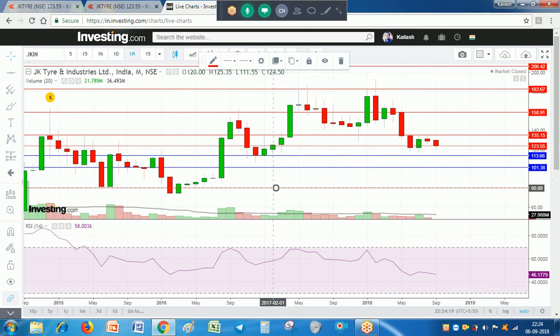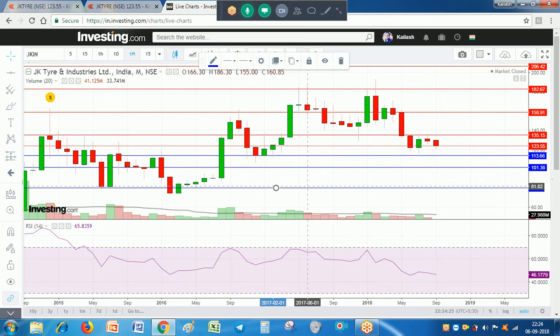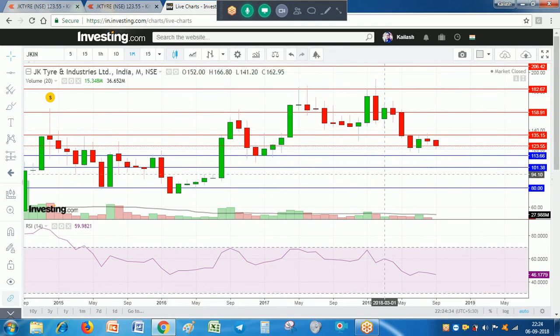It is clearly visible that the levels below the price are the current levels of the current monthly candle of the stock. All the levels below the price, below the chart, are support levels, and all the levels above the chart are resistance levels. So I have marked some major resistance levels on the monthly chart.